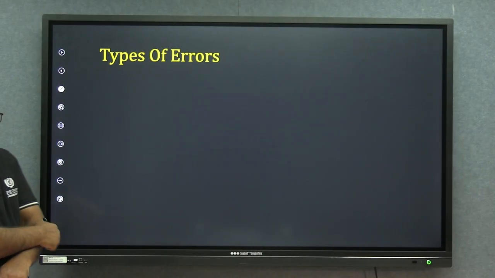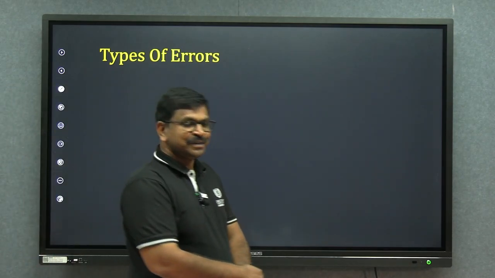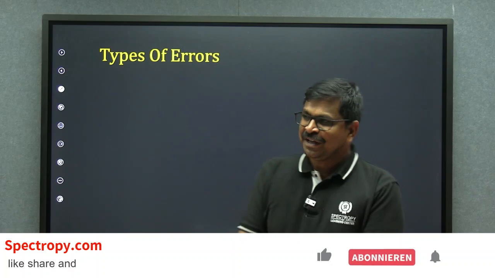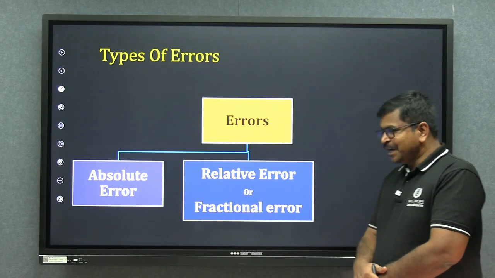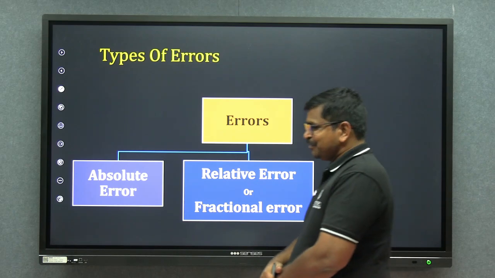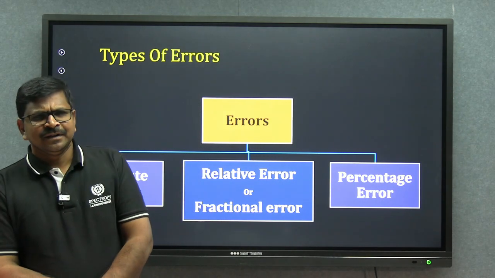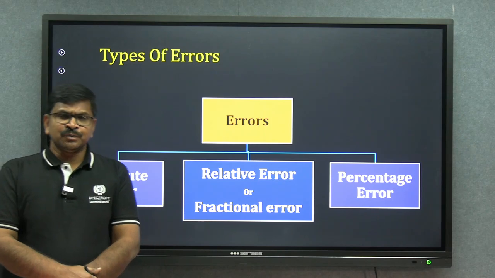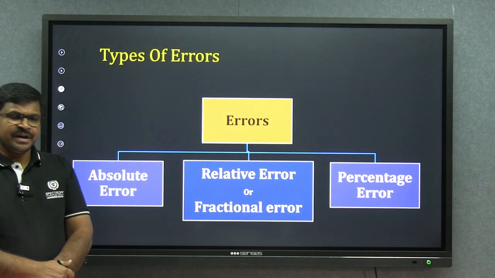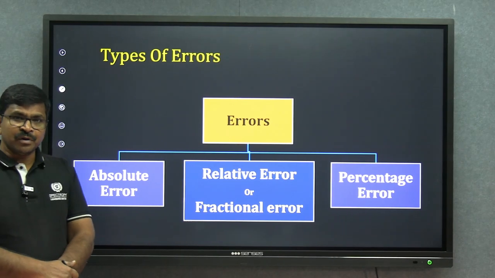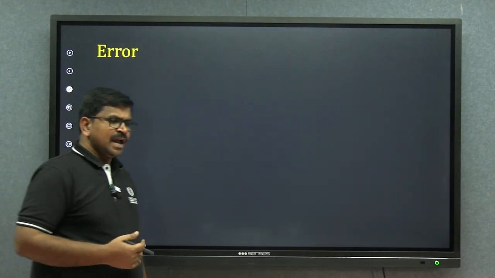Now, types of errors. We are coming to the core syllabus of error analysis. Types of errors: we have absolute error, relative error, and percentage error. These are the three major errors, and our numericals, propagation of errors, everything is based on these only. So my dear students, try to focus more from now onwards. It is a core area.